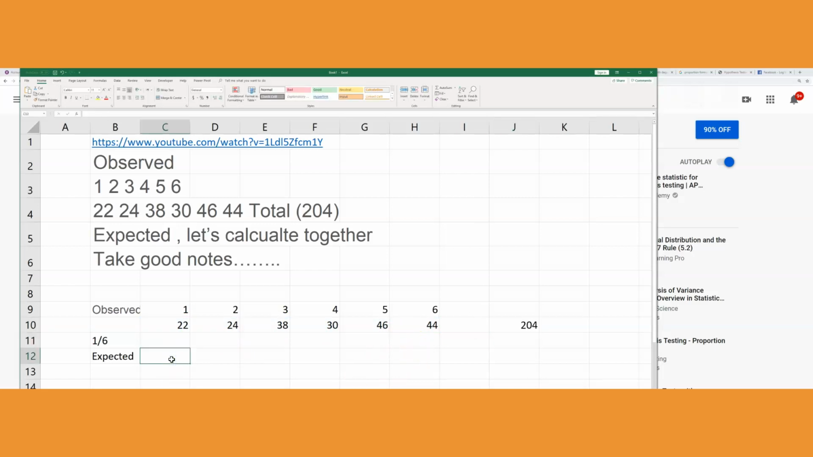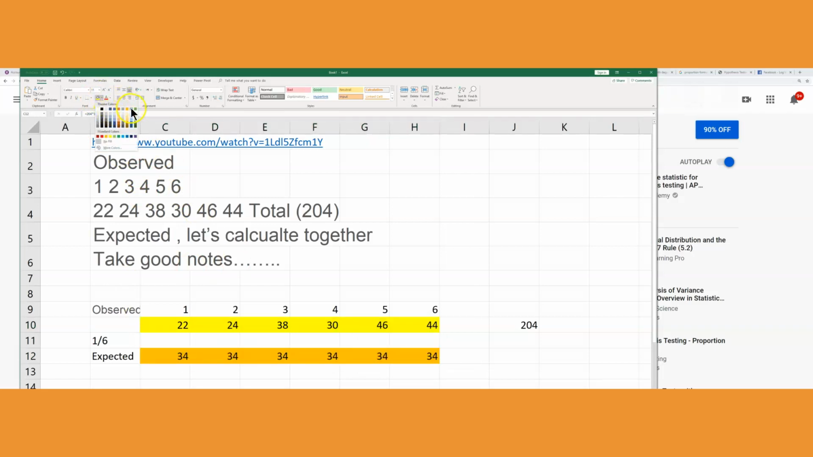So the observed value is 22 for 1, but the expected value, because it's always going to be 1 over 6, is 204 multiplied by 1 divided by 6. It's going to give me 34. Believe me, it's going to be the same for everyone, because as you notice, 2 is going to be the same thing, 204 multiplied by 1 over 6, and so forth. So this is the observed value, and this is the expected value.